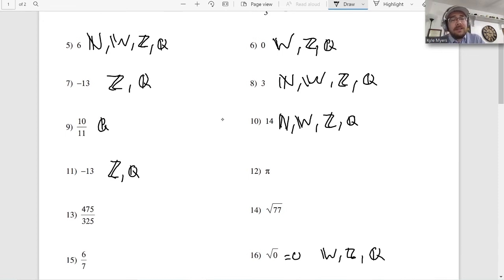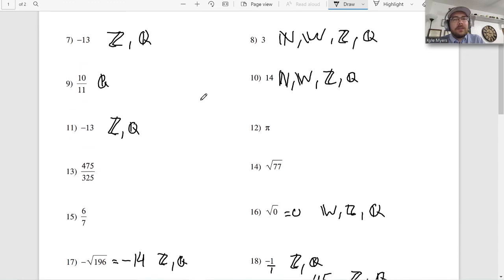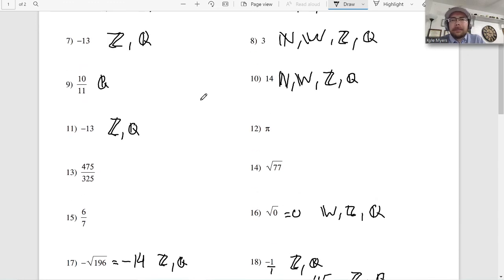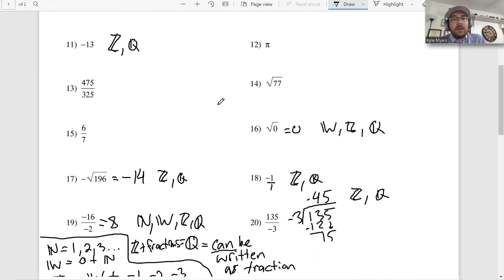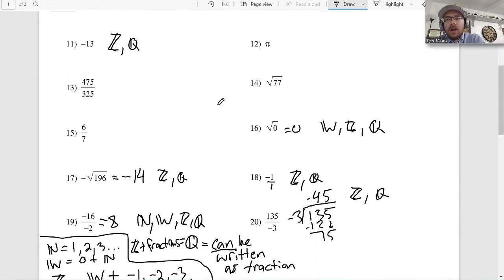Pi, not a fraction, and you can't write it as a fraction either. Sometimes you'll see 22 over 7 for pi. I don't know if you've ever seen that before, but if you have, that's just what's called an approximation. 22 over 7 is pretty close to pi, but it's not pi. So pi cannot be written as a fraction. We don't want to label that with a q. This can, though. This is already a fraction. It can simplify. We don't need to simplify it, but it's a fraction, so q.